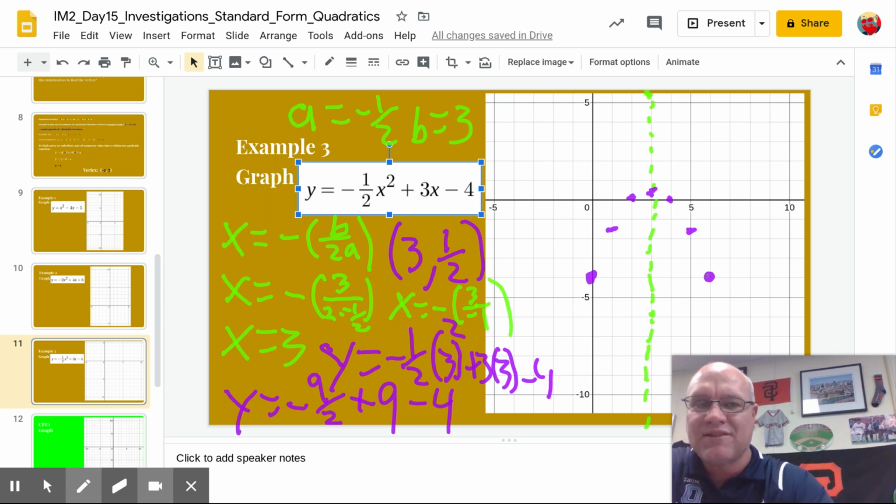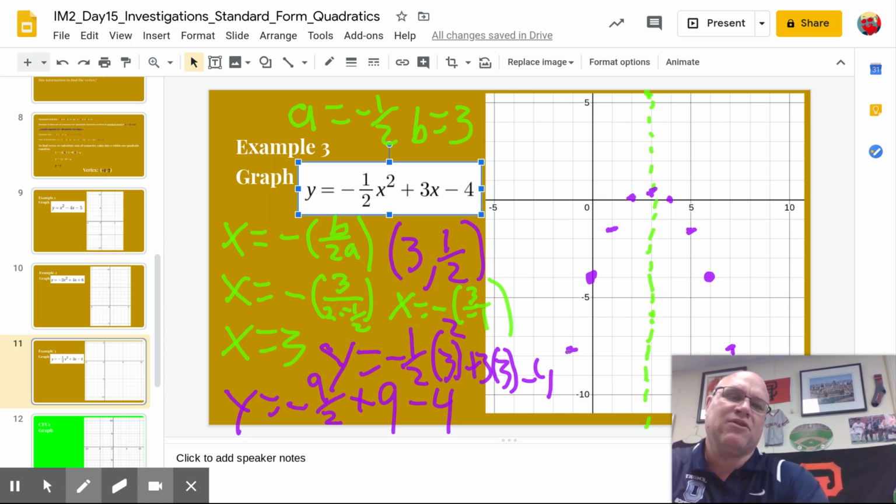And then if I go 4 away from the vertex, well, 4 squared is 16. 16 times negative 1/2 is negative 8. So I'm going to go down 8, which would be what? Negative 7.5. So that's like right there. All right. Let's see. 6, 7.5. Yes. All right.